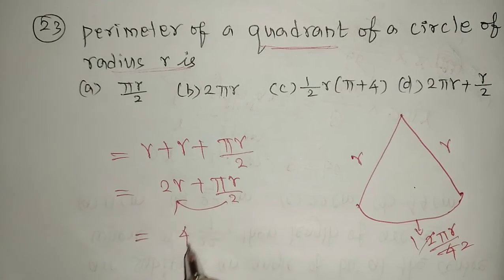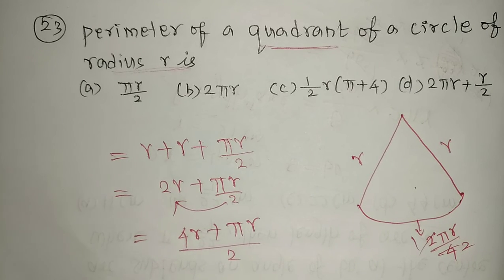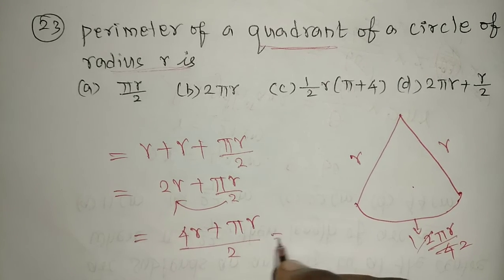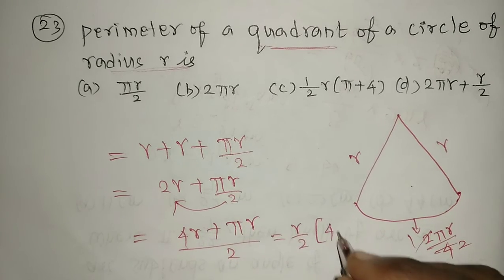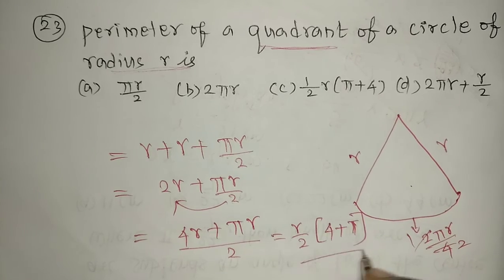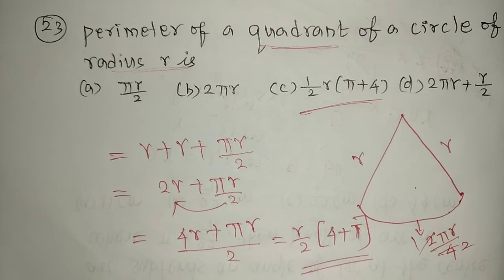What is that? 4 times of r plus pi r, the whole divided by 2. So commonly I am taking r by 2 from these terms. Remaining I have here 4 plus pi. So where do we have this one? Yeah, here. Option C. That is our required answer.